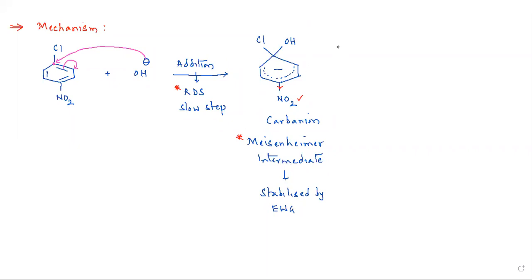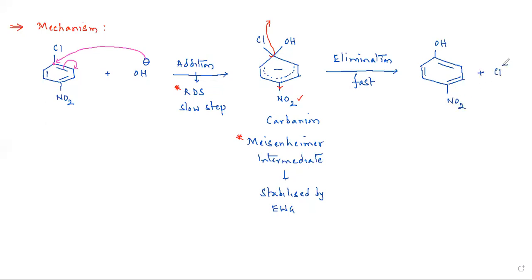Okay, now the second step, I mean the elimination step, which of course is fast. See, in this step, Cl minus just goes off, and we will get the final product.